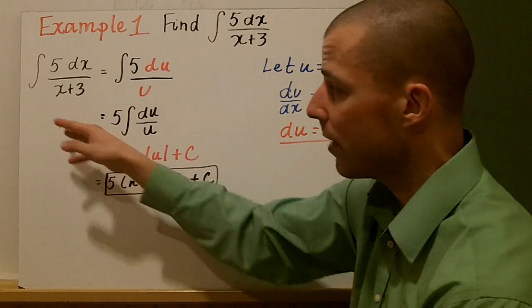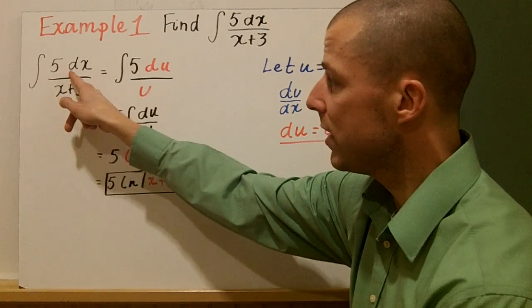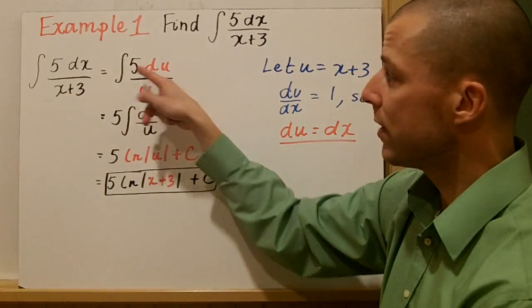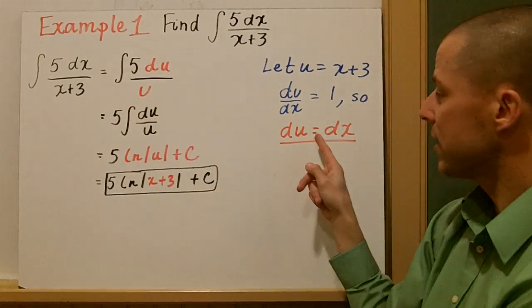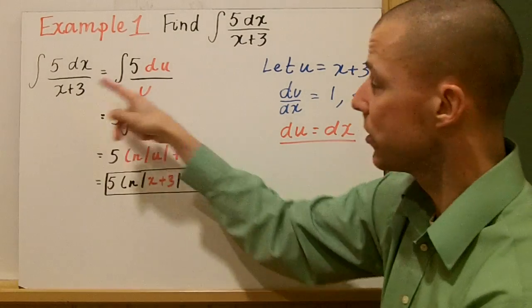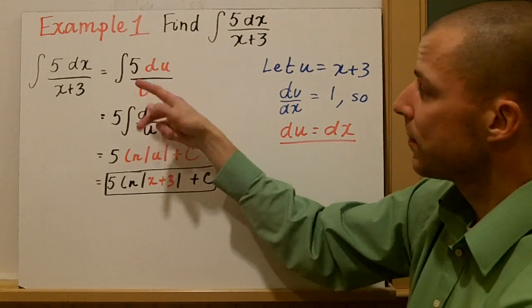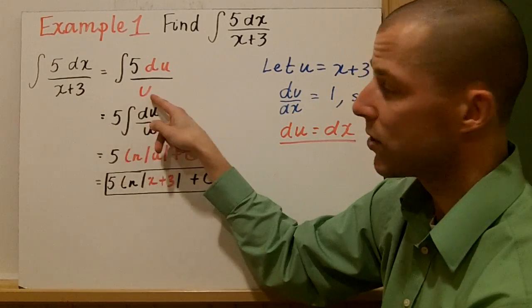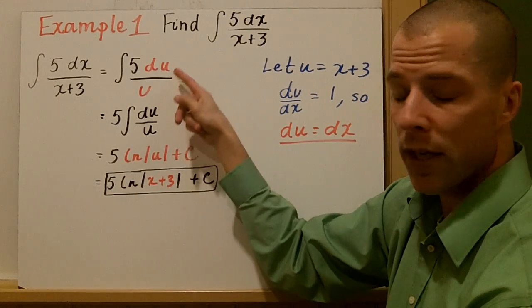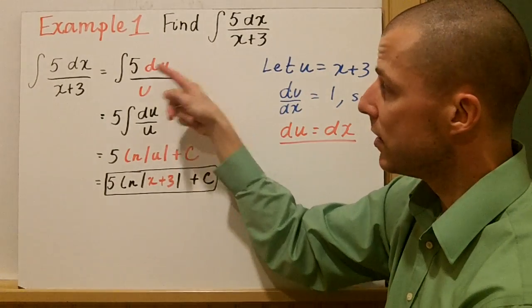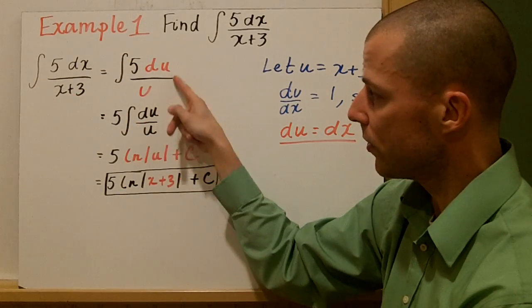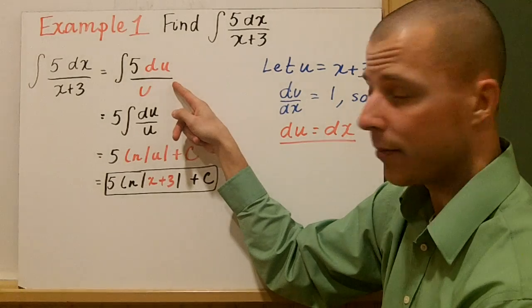Let's look back at our problem. We're integrating 5 dx over x plus 3. Let's simplify what we have. Instead of writing dx, we know that dx is equal to du, so we change that. And x plus 3 is not in the denominator, it's going to be u now because we have that substitution. In red here is where we substituted: dx is actually du, and we let u equal x plus 3. So there's our simplified integration problem.